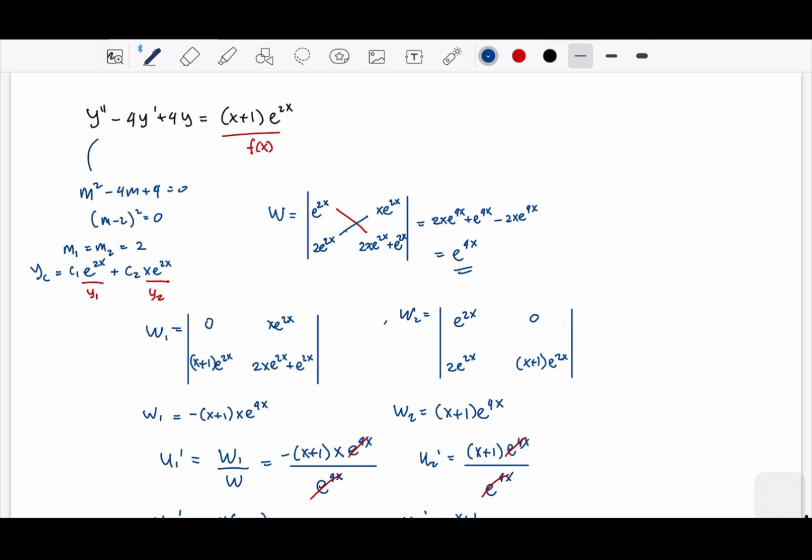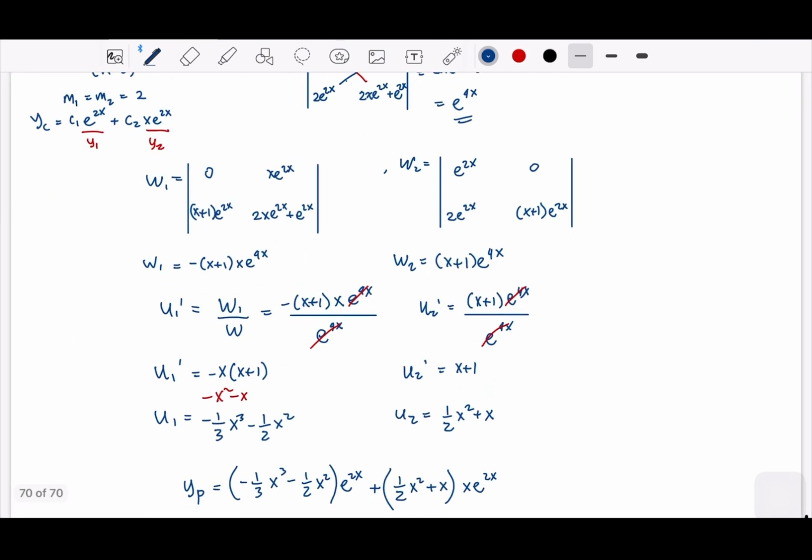So we are going to change the first column here with this. This is based on what we wrote before: the zero came from u1' y1 plus u2' y2 equals 0, and the second equation equals the right side. But you can just always remember that this is supposed to be 0 and the right-hand side. That is our W1, and we also have W2, where we change the second column. Then we take the determinant, get the result, and based on Cramer's rule, u1 prime is W1 over W, and the same with u2 prime, it's W2 over W. We get the results and integrate to get our u1 and u2.